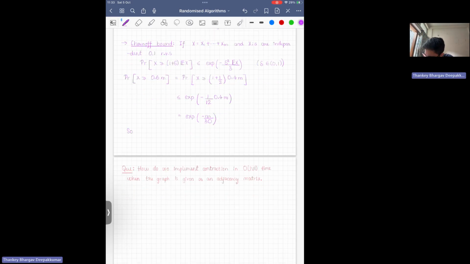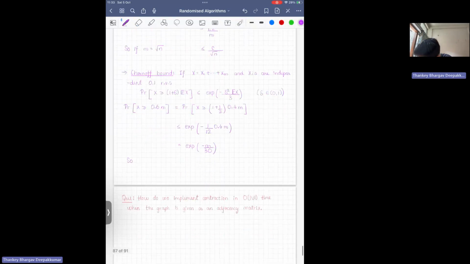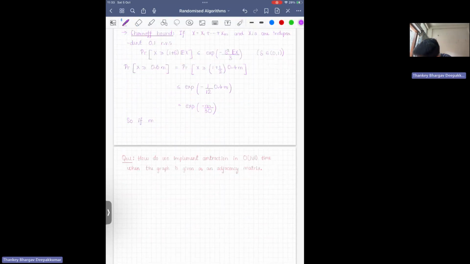Okay, let me just stick to simple. So if m is equal to root n, this is at most a constant, which is much smaller, right?